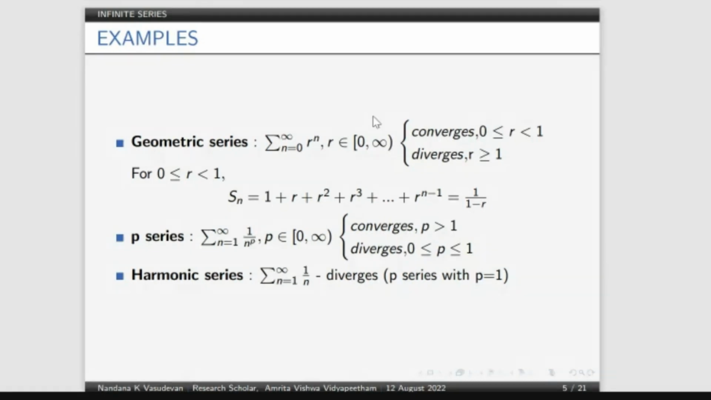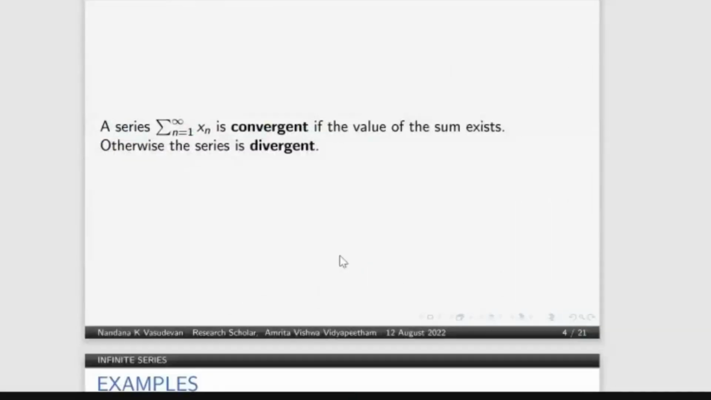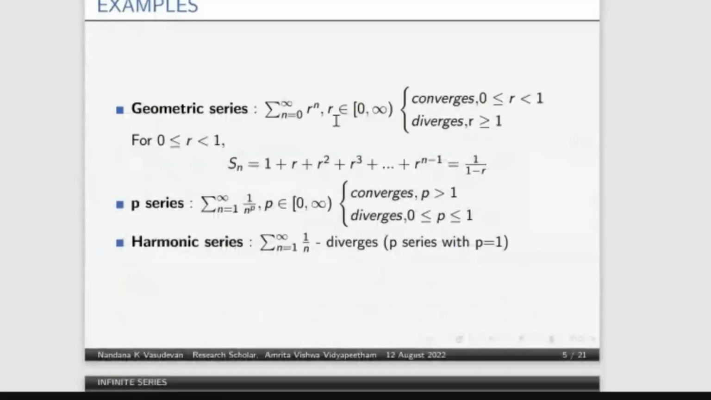Sorry, it is from 0 to infinity itself. It was a correction here. I'll be making that correction while I'm sending it to sir. So here R is taken from 0 to infinity. So once I fix that R, it depends on that R whether the series is convergent or not.